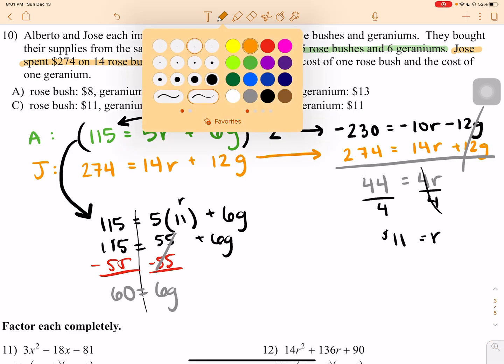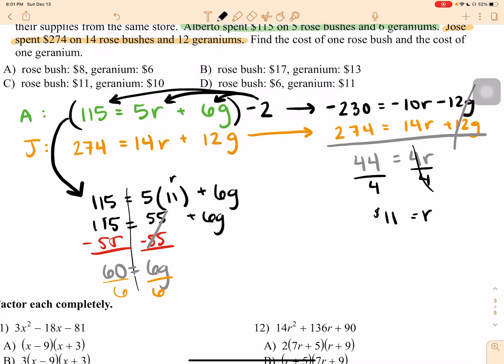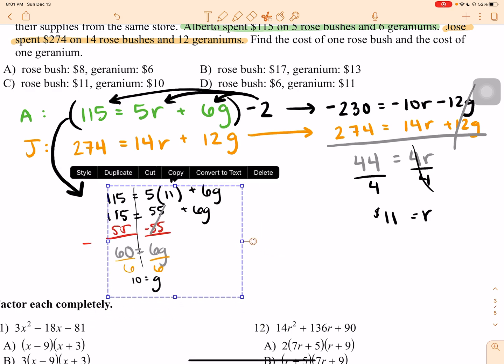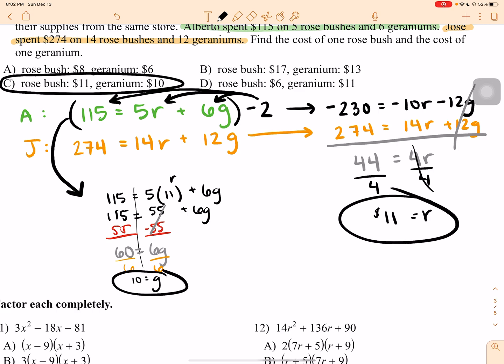So now I'm going to go ahead and divide both sides by 6. Okay, and I'm going to get 10 equals G. So that means it's $10 per geranium. All right, so your answer is going to be C, $11 per rose bush and $10 per geranium.